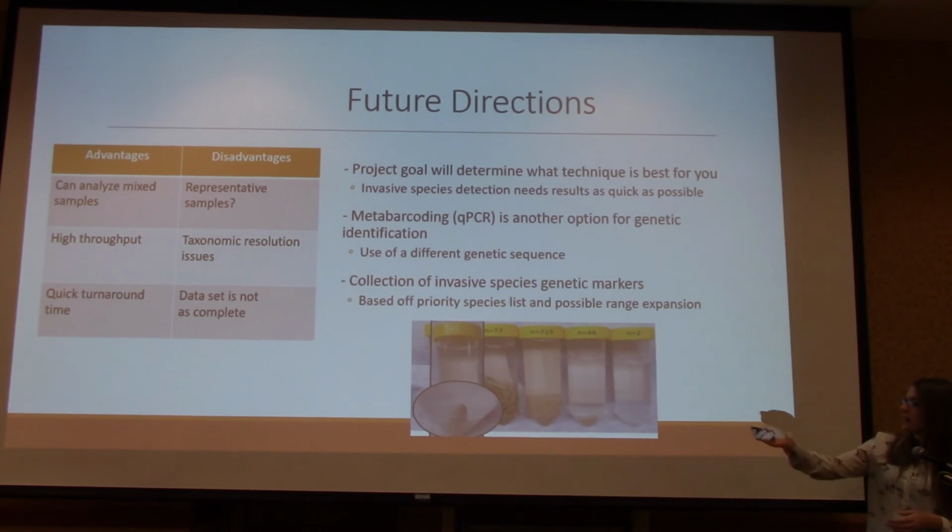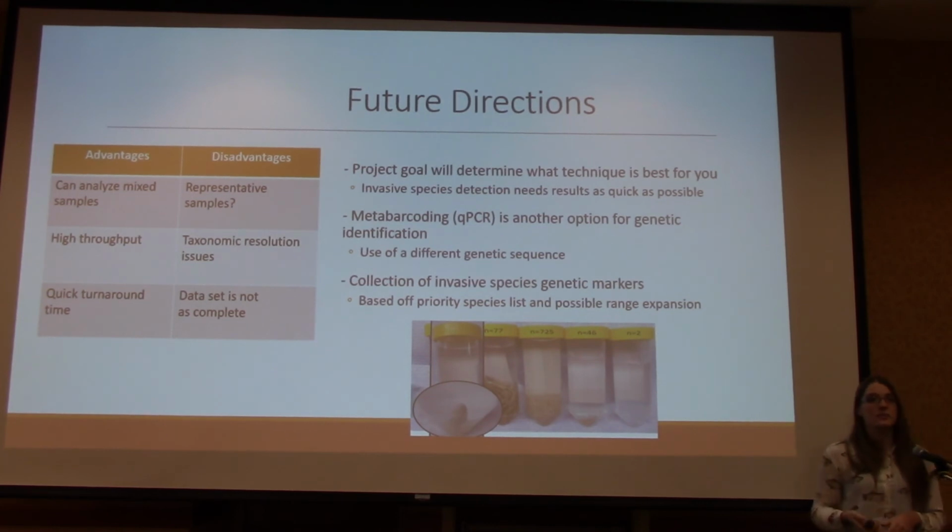Some disadvantages: you can have some potential questions about having a representative sample. What I mean by that is, if you can see down here, there's one big fish in with probably 40 or 50 little fish. So that big fish is going to supply a lot more tissue to the sample itself, which can lead to some issues of it potentially overshadowing the genetics of the other species in there that are smaller.